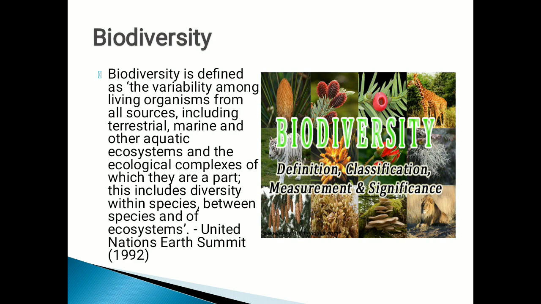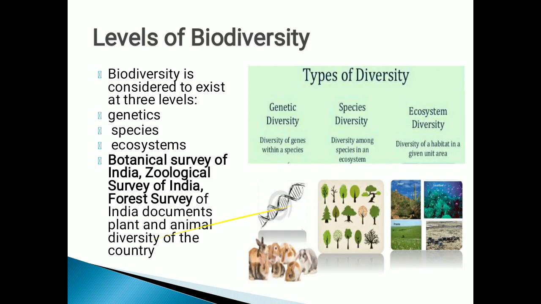by the scientist Thomas Lovejoy, who tends to be called the godfather of biodiversity, in 1980, and the word was coined by E.O. Wilson in 1988. The definition of biodiversity by the United Nations Earth Summit 1992 says that it is the variability of living organisms from all sources, terrestrial, marine and other ecosystems. That complexity and diversity of species is known as biodiversity.